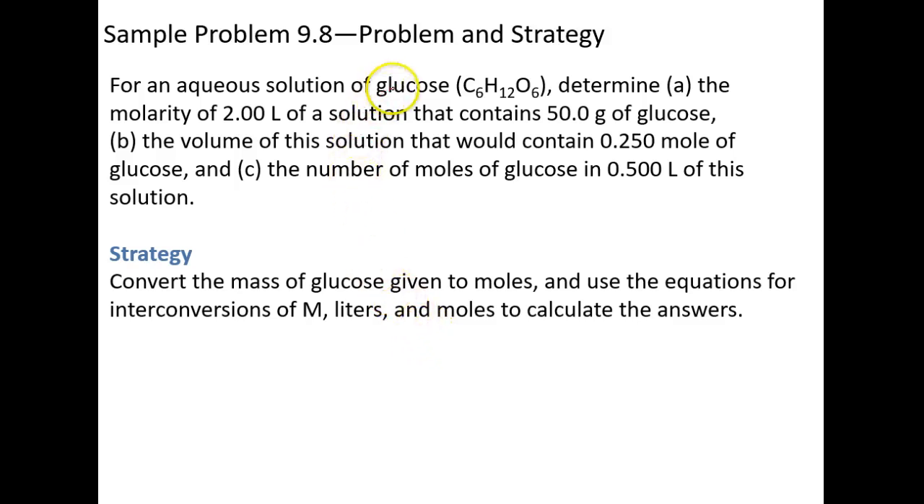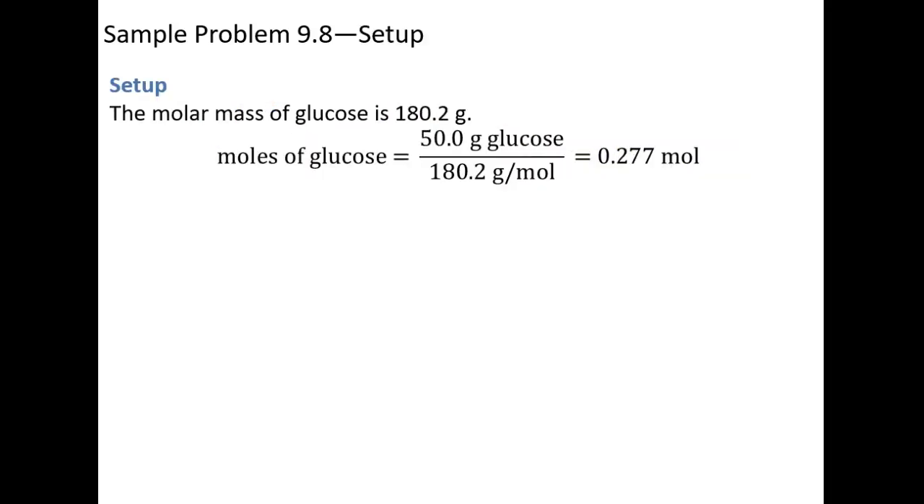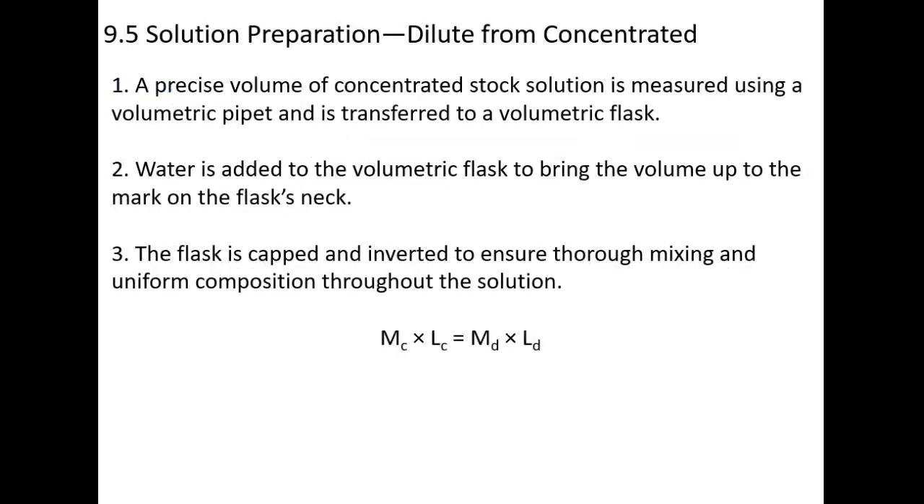So for an aqueous solution of glucose, determine the molarity of 2 liters of a solution that contains 50 grams. This is kind of a summary of everything. So for the molarity, you have 50 grams for 2 liters. Well, you convert this to moles and then take your moles and divide it by liters. That's your molarity. You can do these on your own. We've done these types of problems already. It should be pretty straightforward.